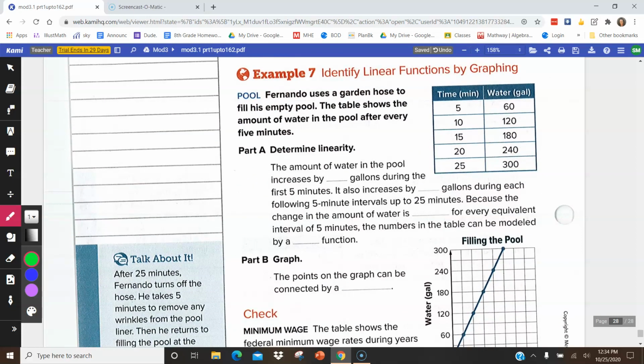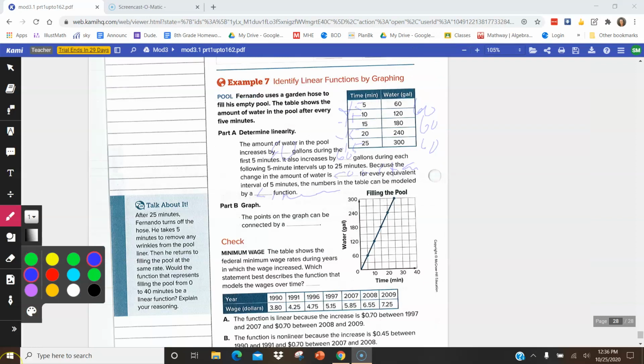Okay, example number 7, Fernando. Okay, so I checked out Fernando. If I look at this table, it's going up by 5s for my minutes, for my time. That's going up by 60 gallons each time. So for a plot, that's definitely a line. Now, I would consider this to be a continuous graph because our time could be in tinier intervals than 5 minutes. It could be 1 minute, it could be 30 seconds. We have very fluid ways of measuring time. So technically speaking, for all intents and purposes, this could definitely be considered a continuous linear graph.